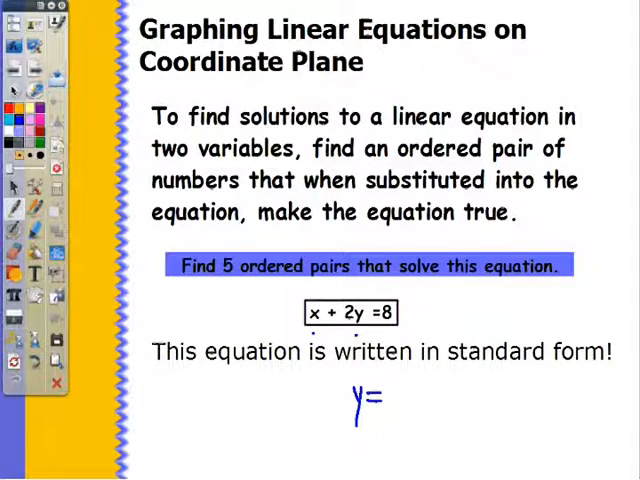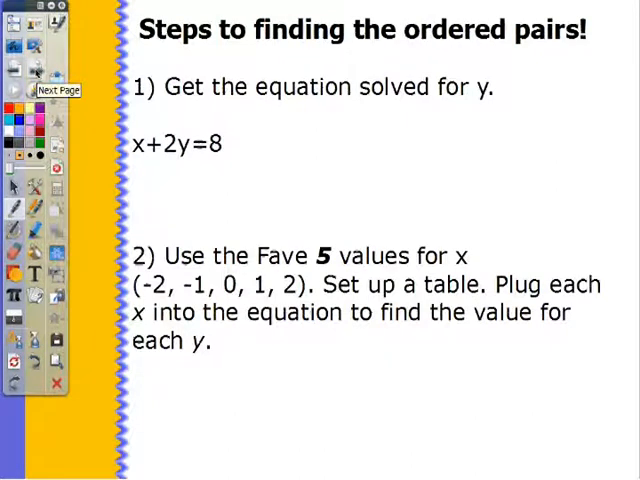I'll try to be really specific about what I want you to write down. I do want you definitely to write this part down. Steps to finding the ordered pairs. Step 1, get the equation solved for y. It is a lot easier to do it this way because then you don't have to solve for y every single time when you're plugging in values for x. We're always going to plug in values for x and then get values for y because x is our domain.